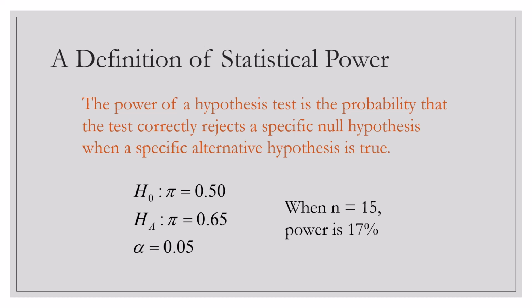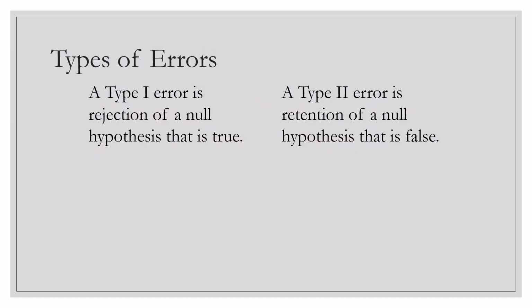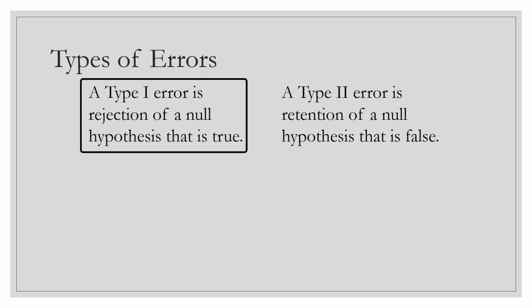Let's look at the types of errors that we can possibly make. A type 1 error is rejection of a null hypothesis that is true. Since the null hypothesis is typically that there is no treatment effect, or at least that the treatment effect is too small to be considered important, then when we reject that null hypothesis, we determine there is an effect. You can see how this is considered the most serious type of error that we can make, saying that there is a treatment effect when there's not.